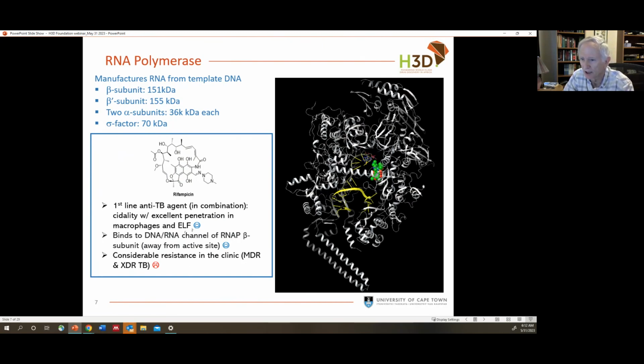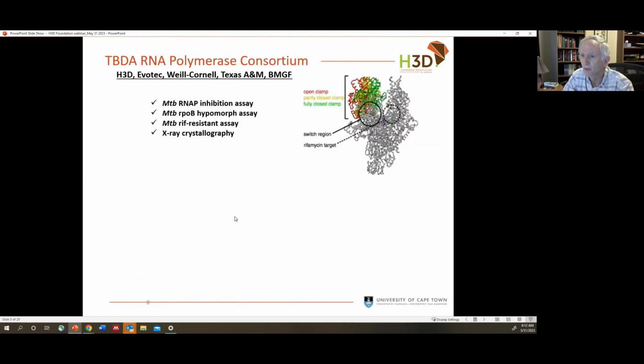So this is a structurally enabled project, and the problem is there's considerable resistance to rifampicin in the clinic, obviously in particular in multi-drug resistant and extremely drug resistant TB. So H3D has entered into a collaboration with several other research outfits to look for other ways to inhibit RNA polymerases. They formed a consortium within the context of the TBDA.